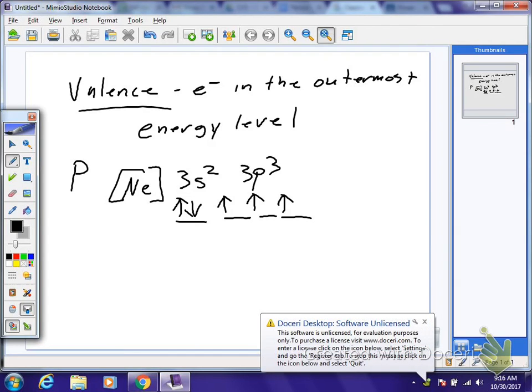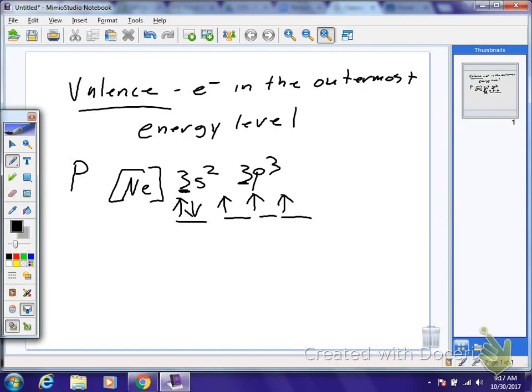By the way, going to this definition, how many valence electrons does phosphorus have? 5. The outer layer is the 3, right? It's not the outer sublevel, but it's the outer level. So the outer level is the 3, and so there are 5 valence electrons. Now there's an easier way to do this, other than writing this out every single time.